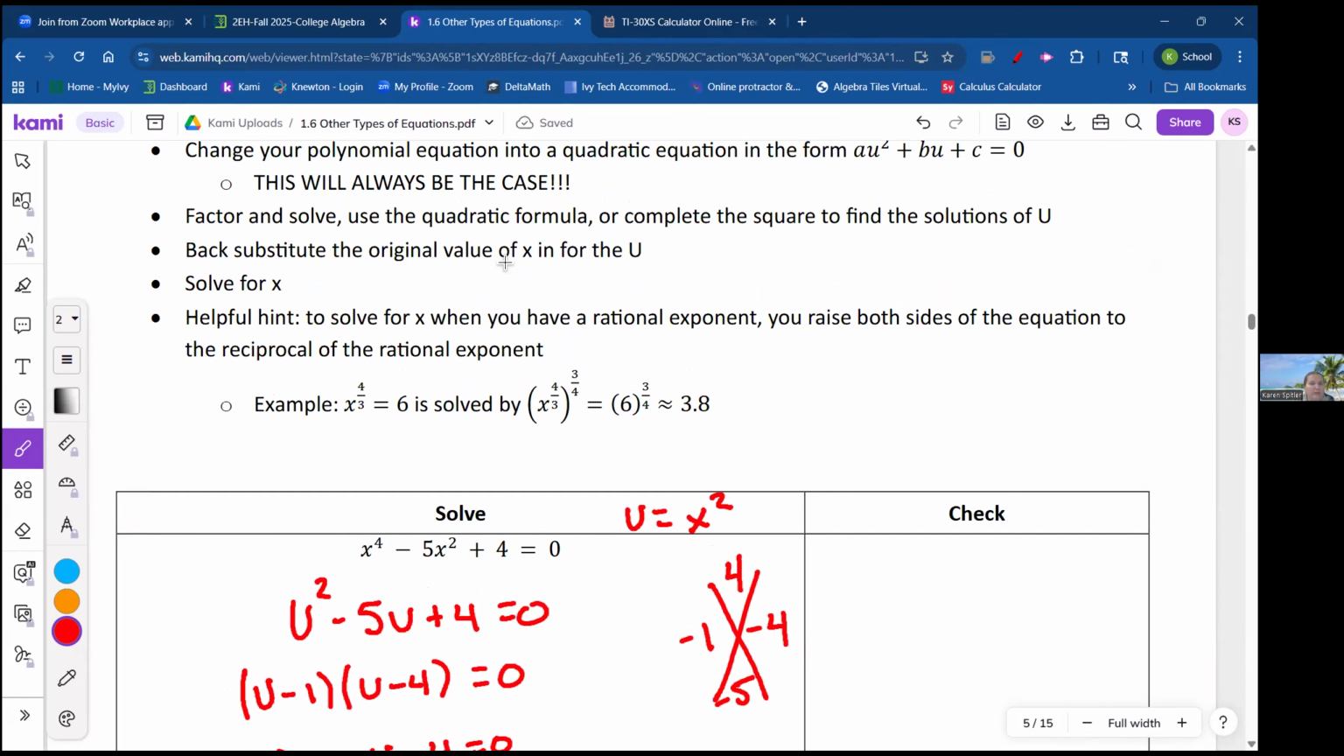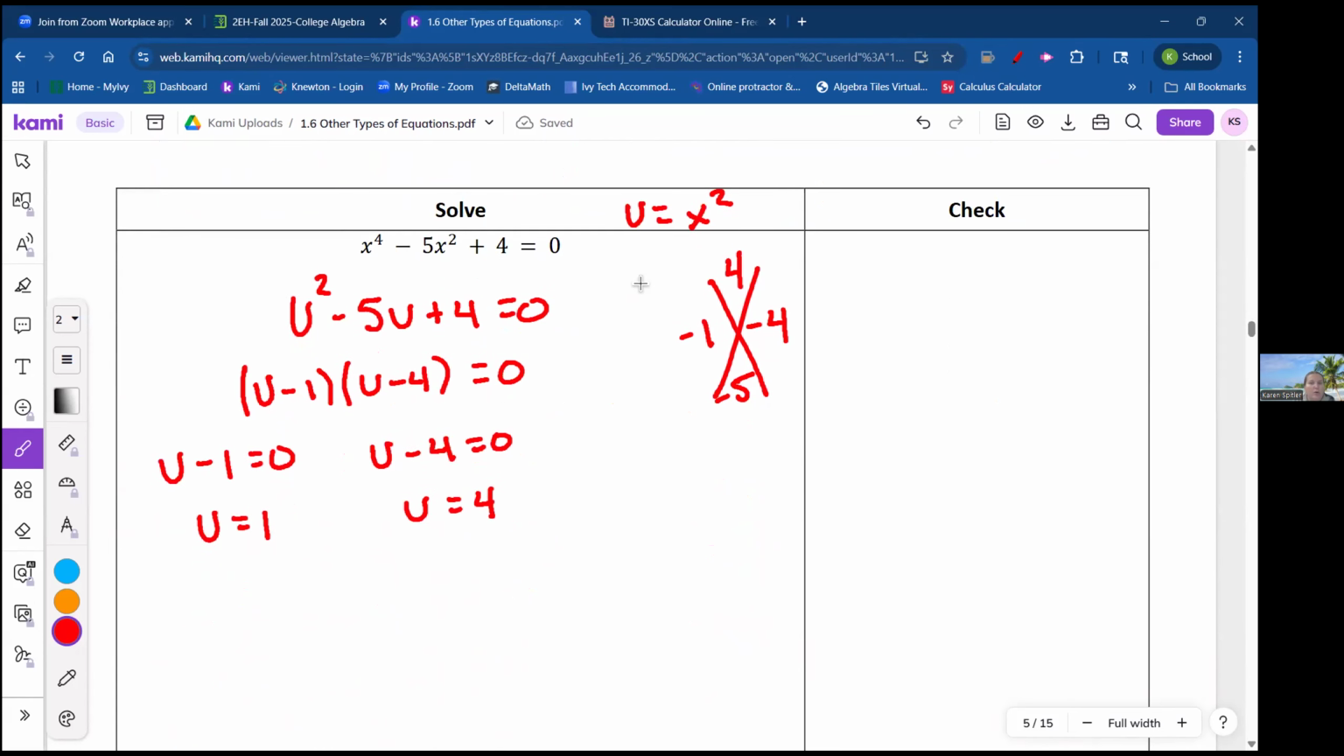Back substitute the original value of x in for U. What is U originally? U is what? Right here, I'm circling it. What is U, guys? What is actually U? U is not U. U is what? X squared. X squared. Okay?